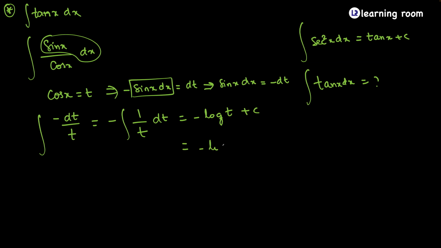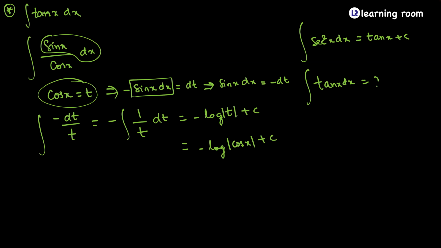So this is going to be minus log of, in the place of t, what should I substitute? Cos x. So minus log of mod of cos x plus c. Okay, actually it is log of mod t plus c. Is it clear till this step? Now the next question is, this is one value. Means the integral of tan x is minus log of mod cos x plus c. This is the final result.